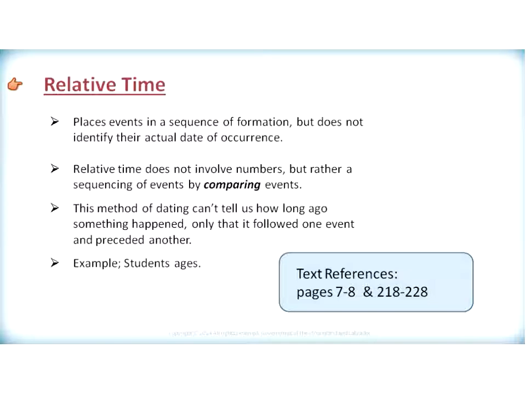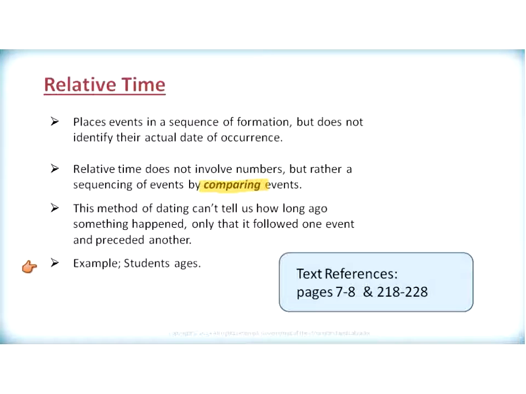First, let's look at relative time. Relative time places events in a sequence of formation, but does not identify their actual date of occurrence. Relative time does not involve numbers, but rather a sequencing of events by comparing events. This method of dating can't tell us how long ago something happened, only that it followed one event and preceded another. An example could be your students' ages in your classes.